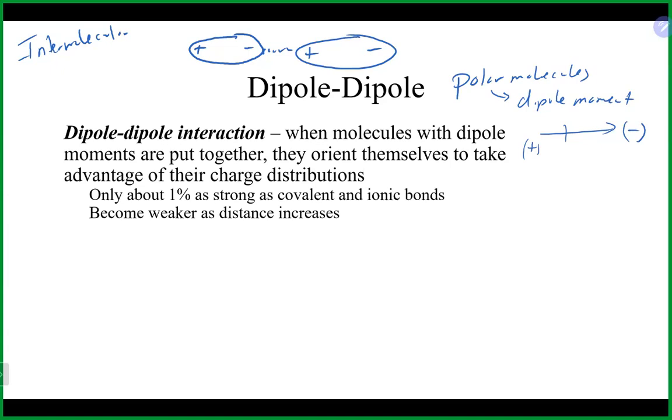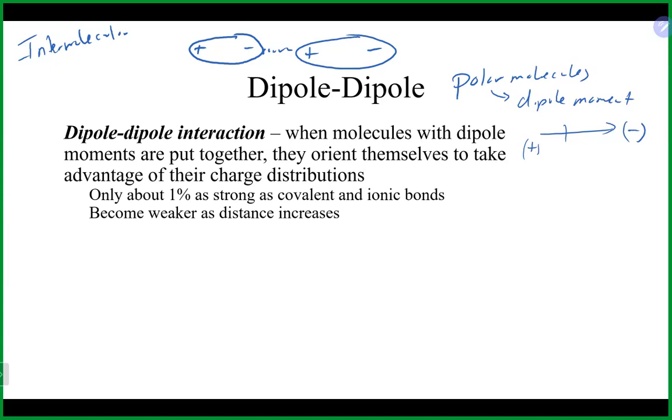When they do come together, they try to orient themselves in a way that maximizes the positive-negative attraction and minimizes the positive sides being near each other and the negative sides being near each other. No matter what you do, you're always going to have some of that happen. You will have positives near positives and negatives near negatives, but they will keep moving and rotating around as best as they can to maximize that attractive force.